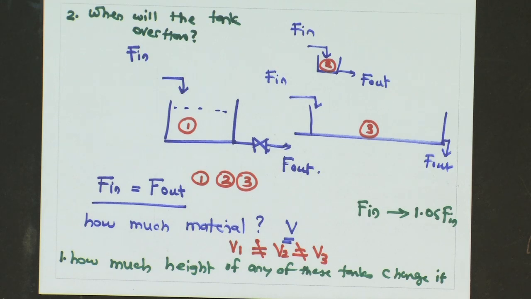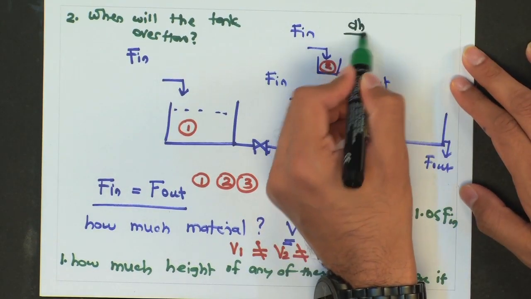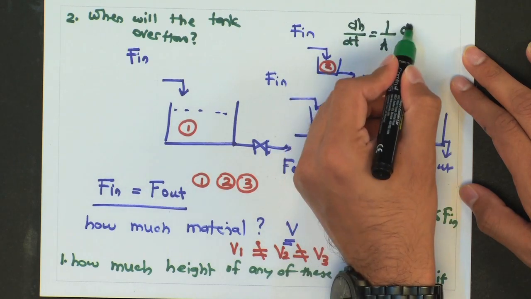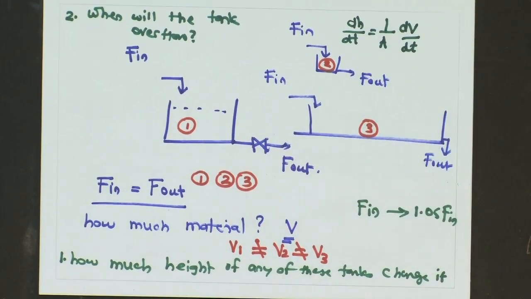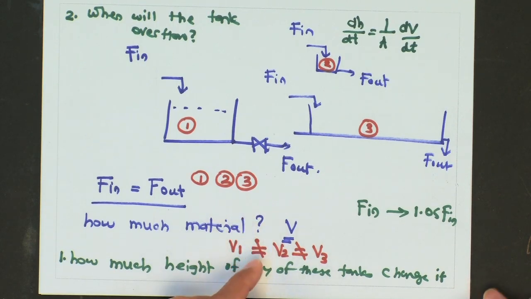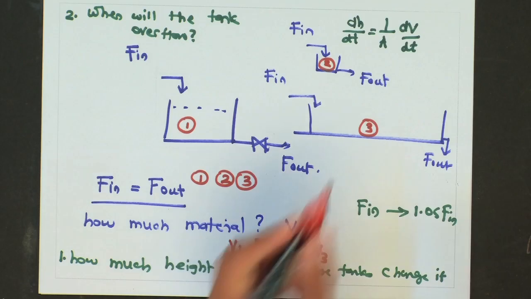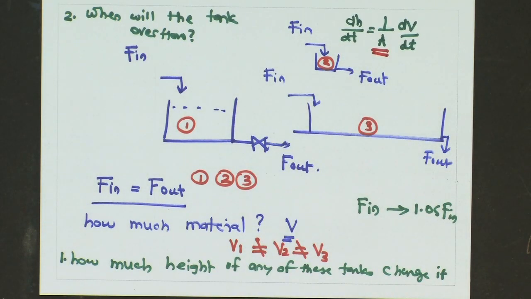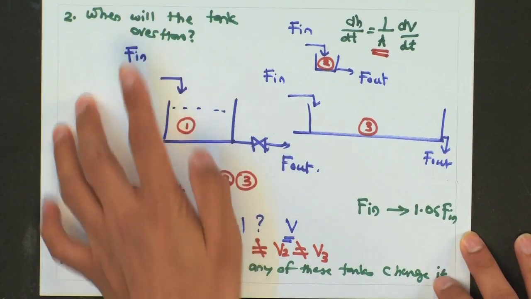If I ask that question, then you can answer by looking at the rate of change of height in each of these tanks, and we had derived that last lecture, that dh by dt is 1 over A times dV by dt, and this dV by dt is related to the change in F in. So this dV by dt is the same for all the three cases, 1, 2 and 3. What makes the difference is the fact that all of them have different area, and because of that all of these will have different rates at which the height will change, and accordingly all of these will overflow at different times.